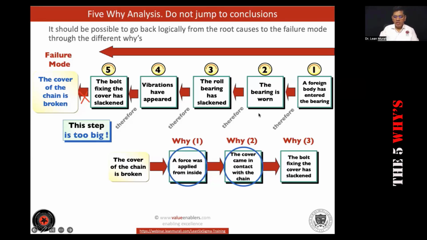Okay, if it is crystal clear, type CC in the chat box. I don't want you to understand this example.